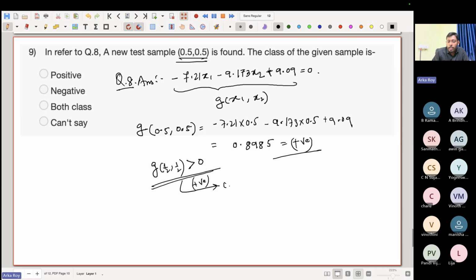That means the class identity would be the positive class. Okay, fine.